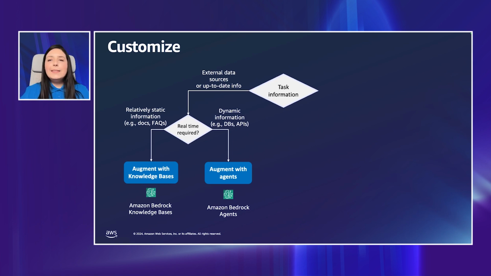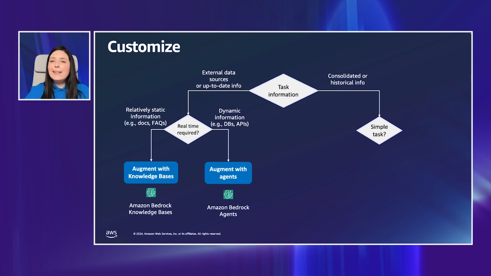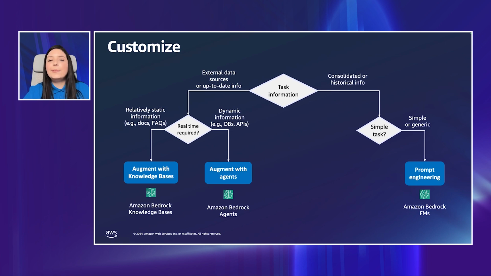Okay, but what about when your task requires more historical information? So when you want to use more consolidated historical information, then you need to think about your task. Is it a simple task? Do you have everything you need for performing this task already available? For instance, if you want to summarize text that you're providing to the model, the model already knows how to summarize that. So if it's a very simple or generic task that you need to do with your model, all you have to do is to use prompt engineering to formulate the request in a way that your model will understand. And then you can use the out-of-the-box model to give you the information necessary.